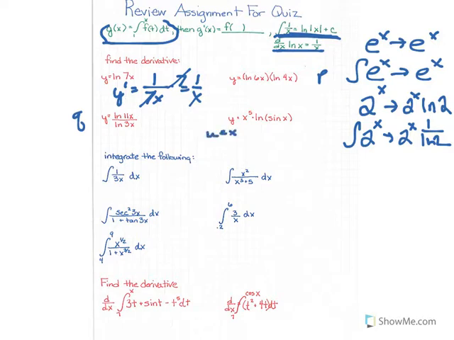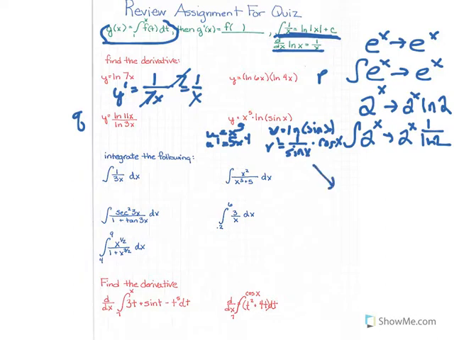U is x to the 5th. U prime is 5x to the 4th. And V is ln of the sine of x. And V prime is equal to 1 over sine of x times the derivative of sine of x, which is cosine of x. And I can leave it like that if I wanted to, but I know cosine over sine is also equal to cotangent.